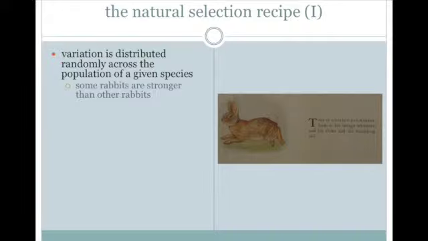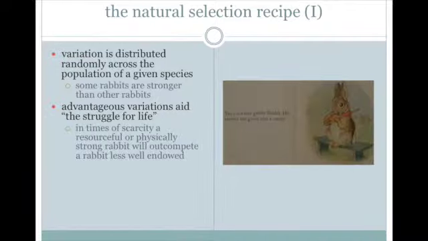So variation is distributed randomly across the population of a given species. Some rabbits are stronger than other rabbits. These advantageous variations aid the struggle for life. So here we have the nice gentle rabbit. His mother has given him a carrot. He didn't go out and find it. His mother gave it to him.